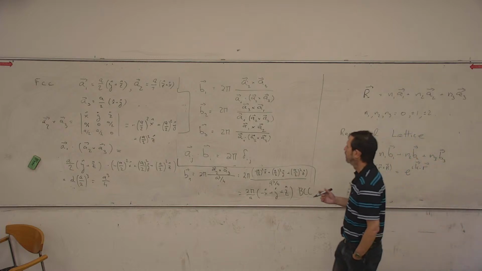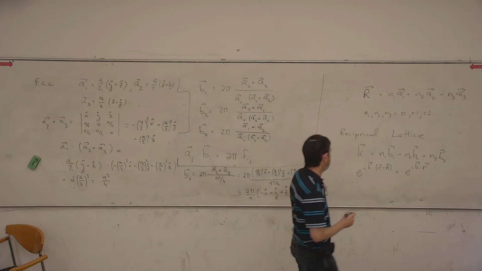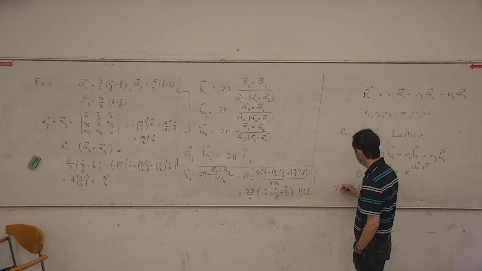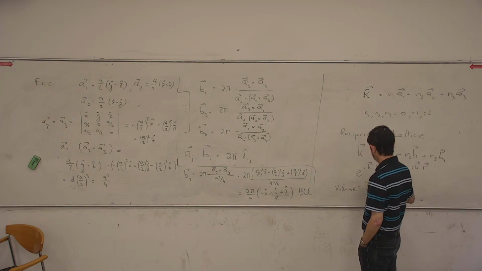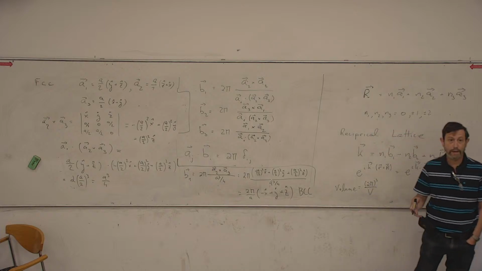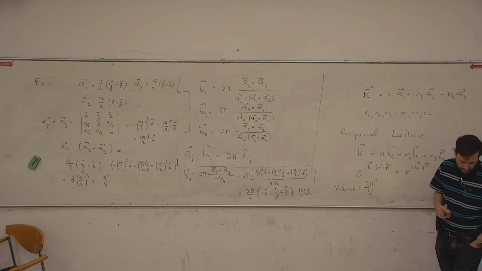Okay. Generally, in the reciprocal lattice, the volume is 2 pi to the power of 3 divided by the volume of the original lattice.